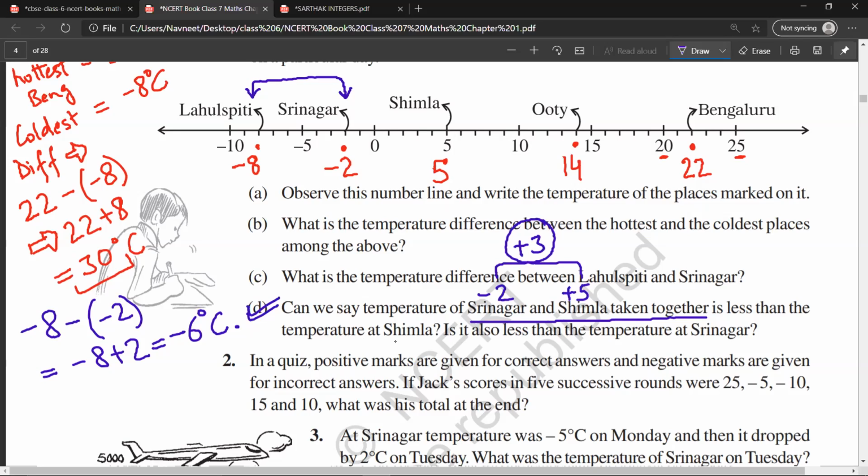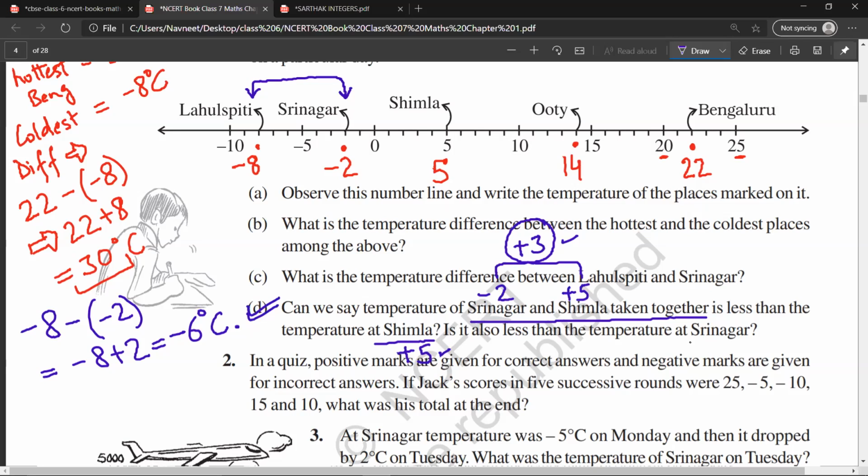Is it less than the temperature at Shimla? Yes, sir, because the temperature at Shimla is +5. So this 3 is less than +5. Is it also less than the temperature at Srinagar?